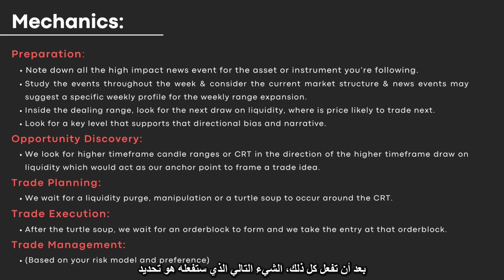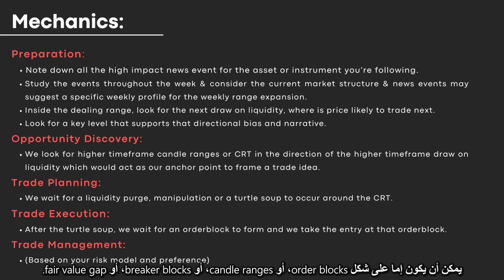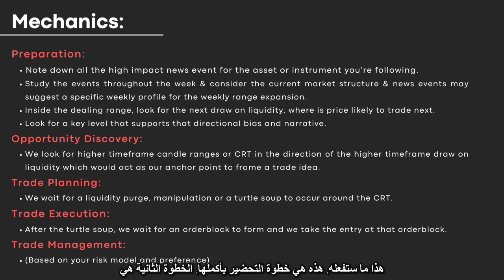After you've done all of that, the next thing that you're going to do is identify and select the correct key levels that align with your directional bias, right? And now this key level could either be in the form of order blocks, candle ranges, breaker blocks, or fair value gaps, right? That's what you're going to do. That's your whole preparation step.